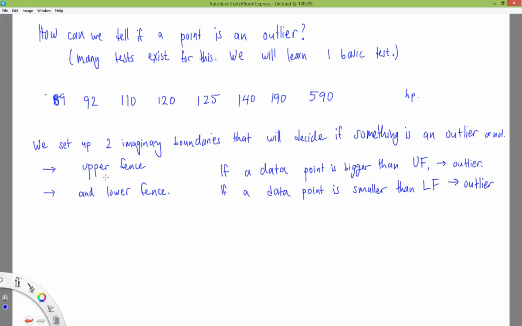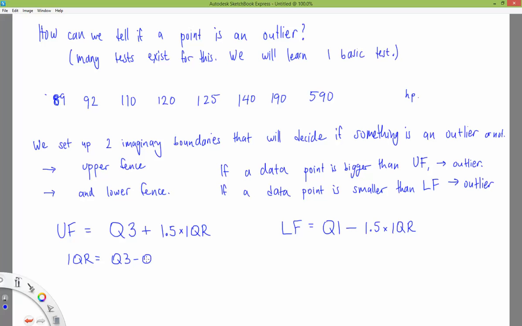Okay, so how do we determine where these fences go? The upper fence, I'm going to write two formulas, I guess, for lack of a better word. Upper fence is going to be defined as Q3 plus 1.5 times IQR. Just write that down. We'll get into all of this. Don't worry. And the lower fence is going to be Q1 minus 1.5 times IQR. And IQR, because we don't even know what that is, is going to be equal to Q3 minus Q1.